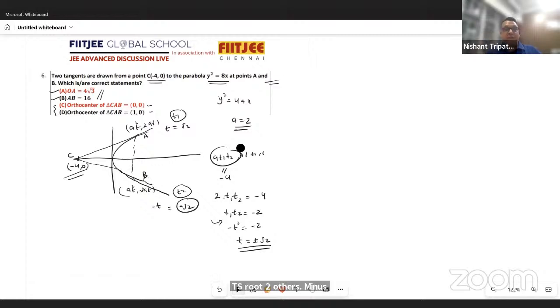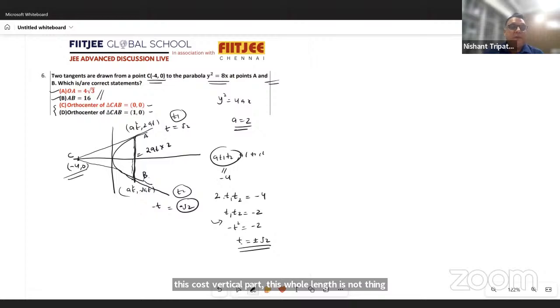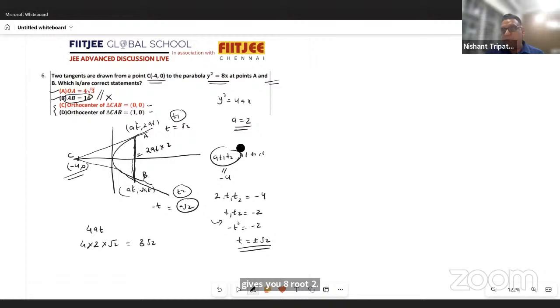So we have got this information. Now I have to check what is my AB. If you look at this first vertical part, this whole length is nothing but 2at into 2 values. That means 4at. 4, a value is 2, and t value is √2. That gives you 8√2. Whereas the value given is AB as 16, then this option is wrong.